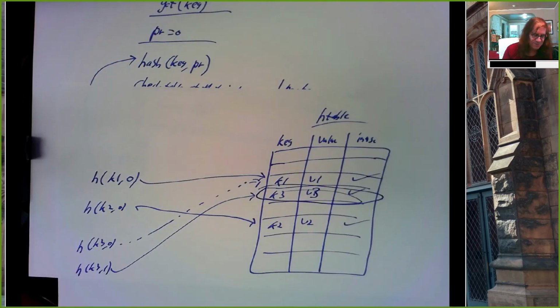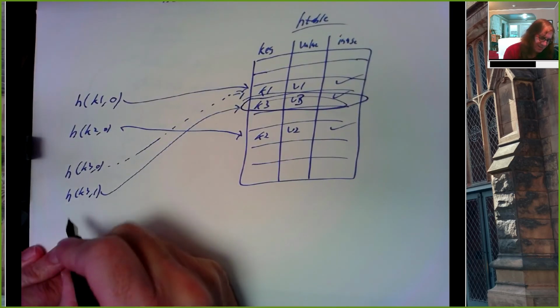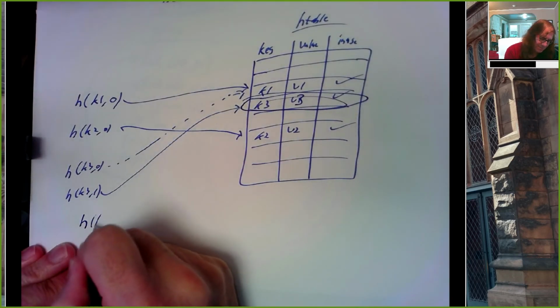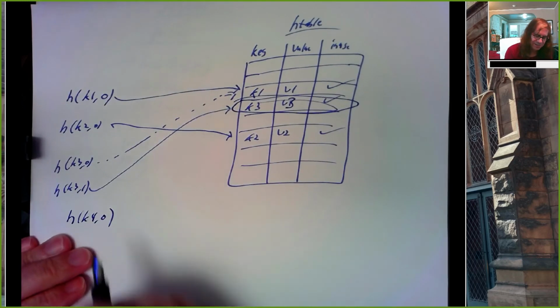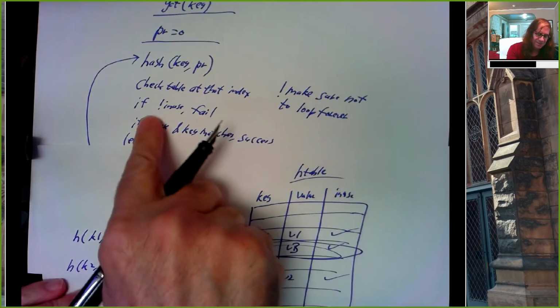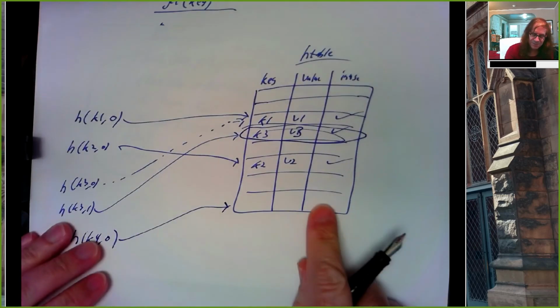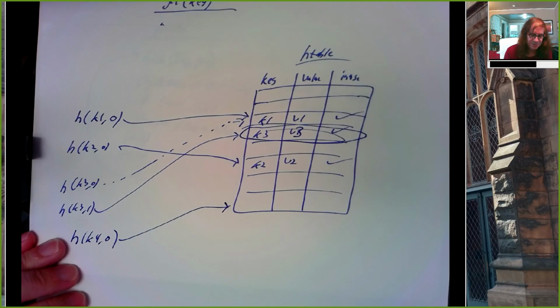All right, so suppose we search for something that's not in the table. So let's say key 4 hashes to right here. Check the table at the index. If not in use, fail. It's not in use, key 4 is not found.